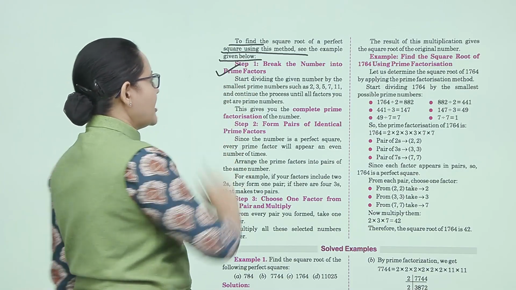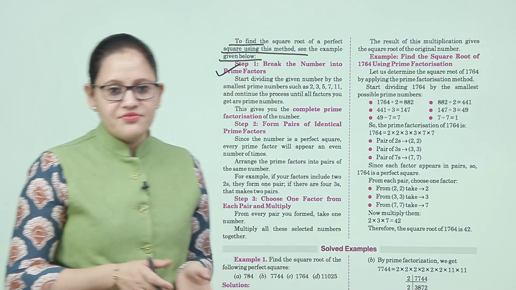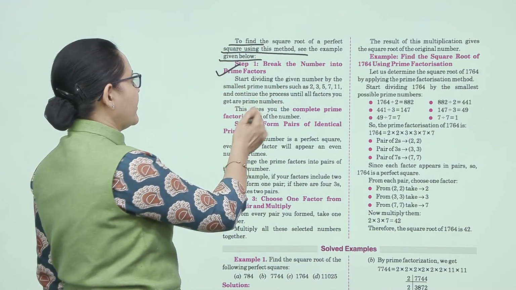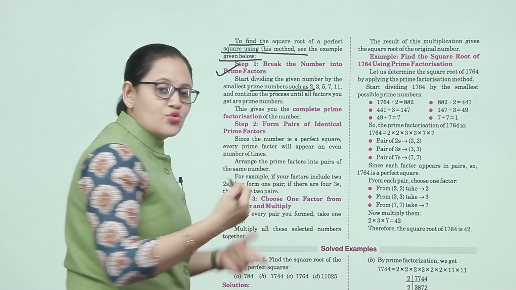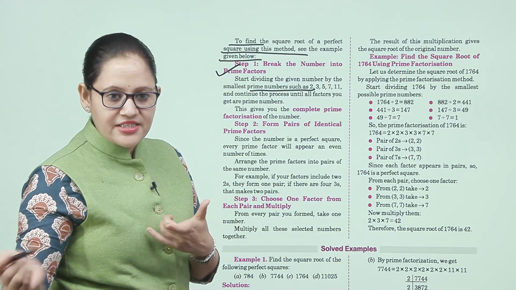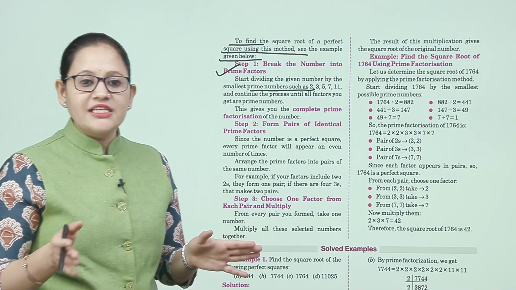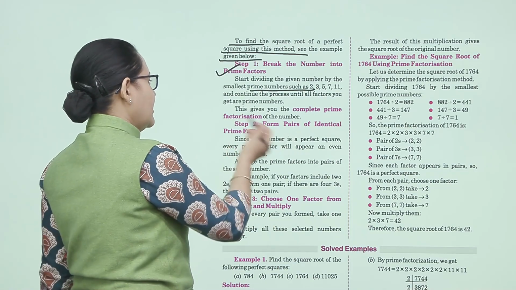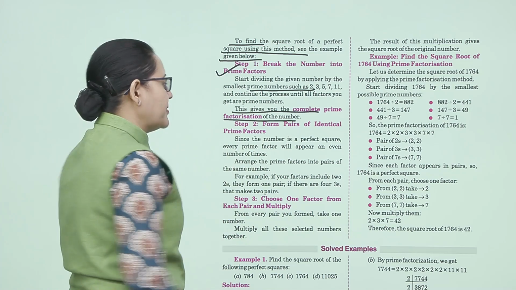Let's see the steps. Step 1, break the number into prime factors. Start dividing the given number by the smallest prime numbers such as 2, 3, 5, 7, 11 and so on, and continue the process until all the factors you get are prime numbers. This gives you the complete prime factorization of the number.